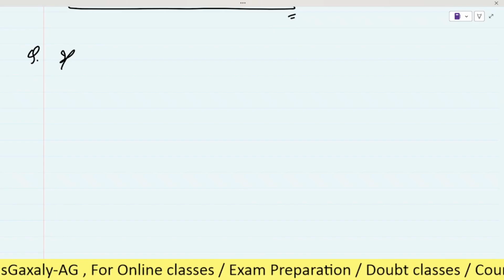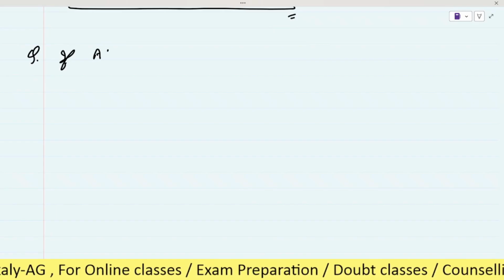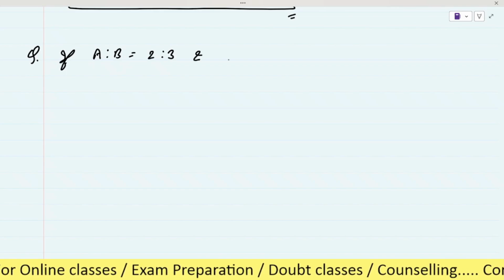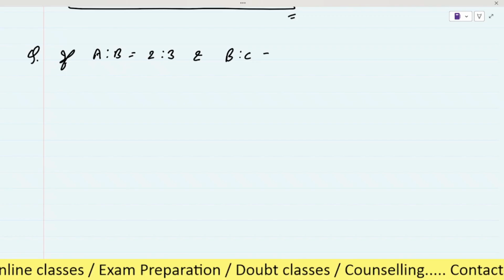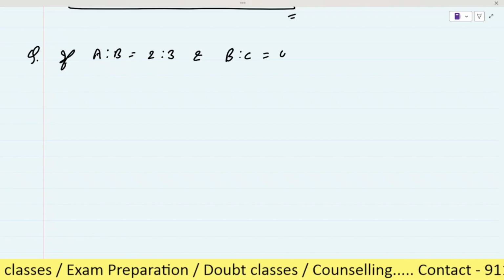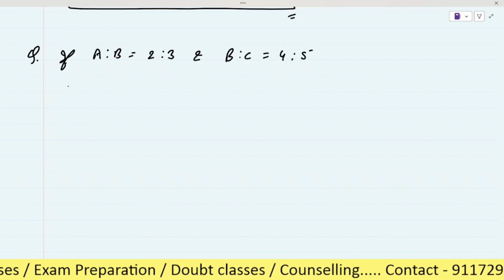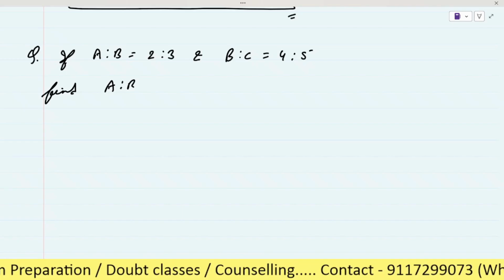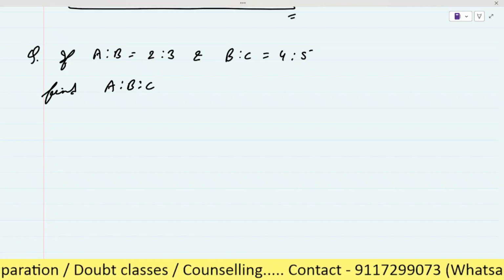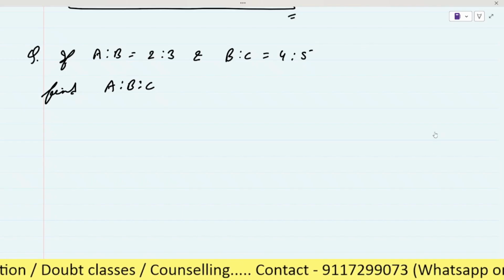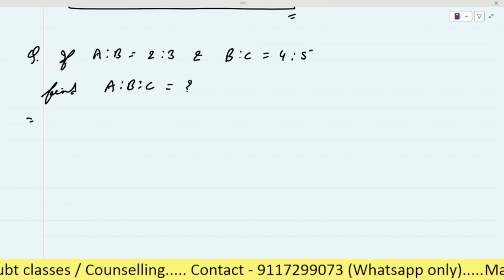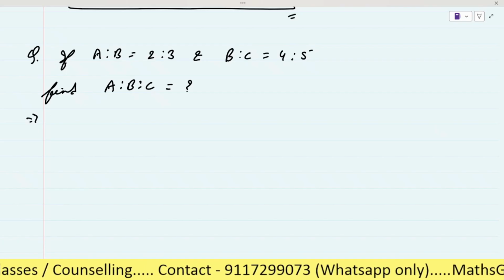Okay, suppose a is to b is equal to 2 is to 3 and b is to c is equal to 4 is to 5. Find a is to b is to c. Can you try it by yourself? First try it by yourself, then I will explain it.